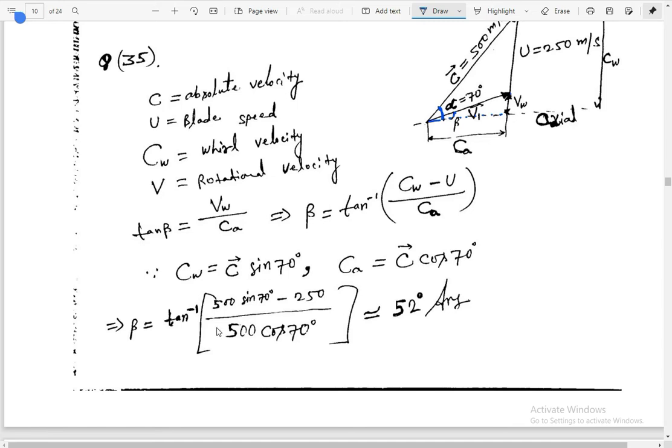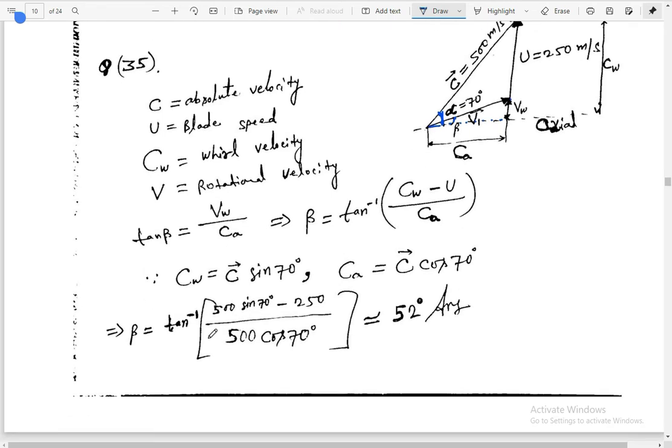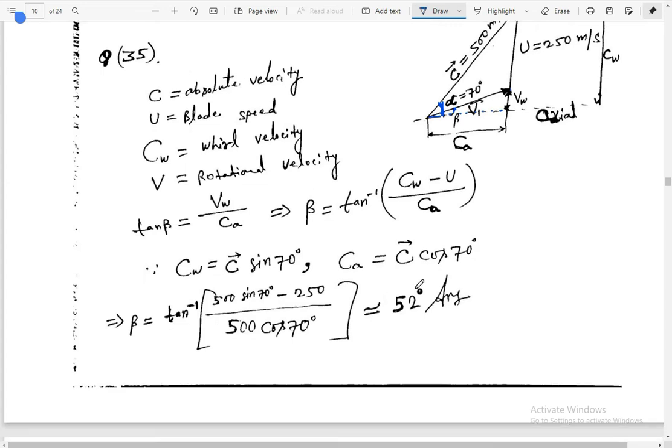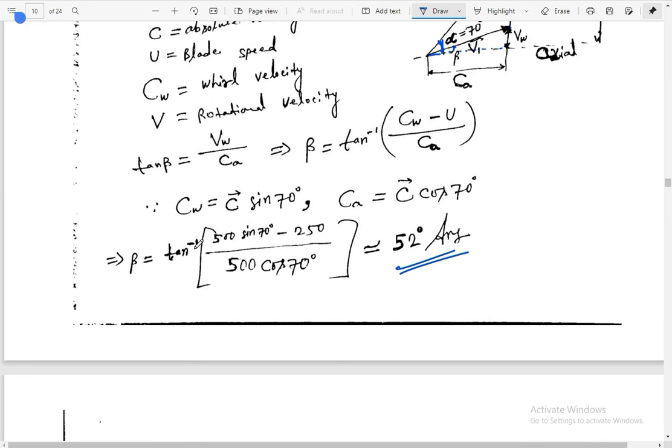This angle is given, so we can find cw. This is actually the trigonometric relations. Using this cw and ca we can find beta equal to tan inverse of this. Finally we will get 52 degrees. Once you have cw, the u value is given, and ca, just put them in and you can find beta.